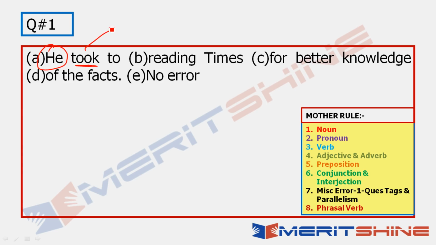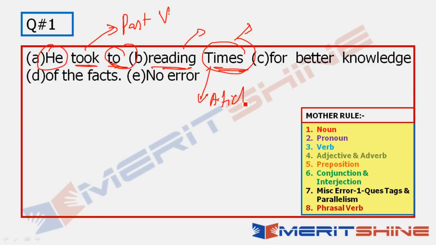He took, which is a past tense verb, right? Which is as of now perfectly fine. To reading. So here, to is being used as a preposition and reading as the participle form of the verb. To reading times. Now here it's a noun, times. Now if you look at this, we're talking about a particular paper, right? A particular newspaper that is being read. So there we need to particularize it, and for that we need an article, right? So the error seems to be in this, but still we will move on and read the rest.